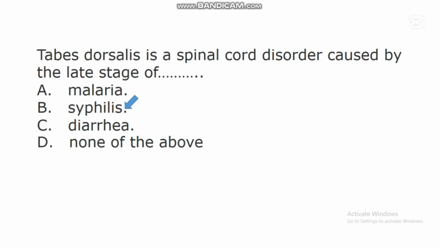In most situations, once this syphilis advances to a stage that it is not treated, if it reaches a late stage in an individual, it will now cause this problem called Tabes dorsalis. And this Tabes dorsalis is one of the problems of the spinal cord.